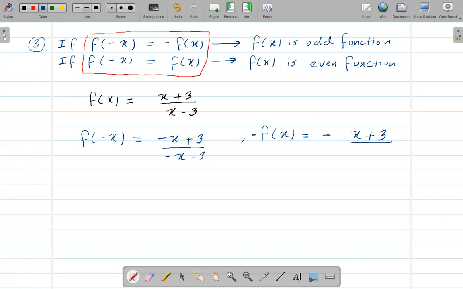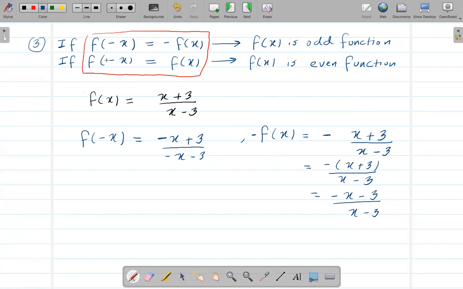Now here, this negative is outside the function, right? So this negative is not attached with this x, but we can make it attached when we distribute this to both of these, right? So here we can say this is the same as negative x plus 3. So basically we need to distribute this negative to both of these, which gives negative x negative 3 over x minus 3.